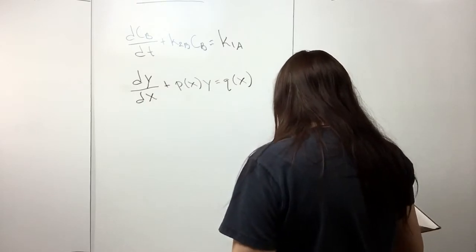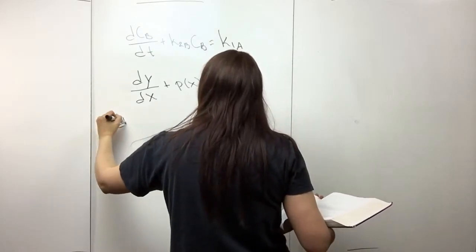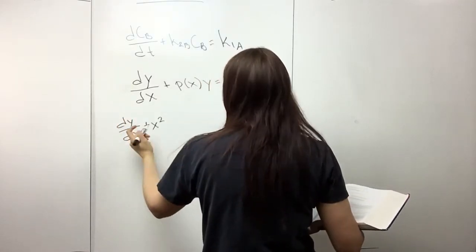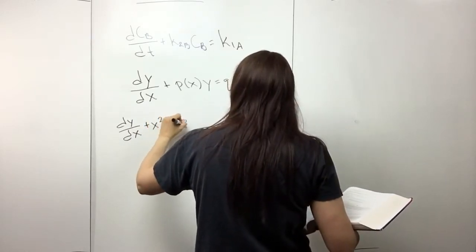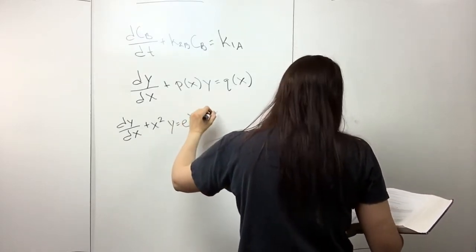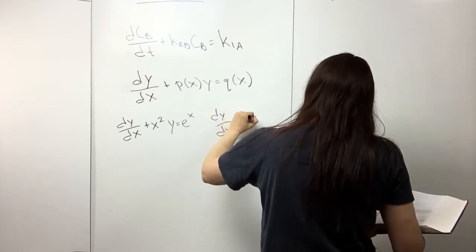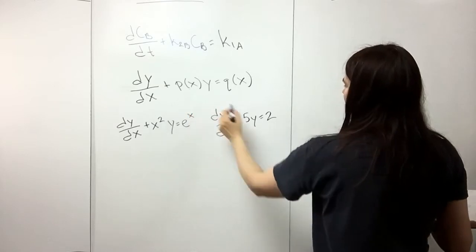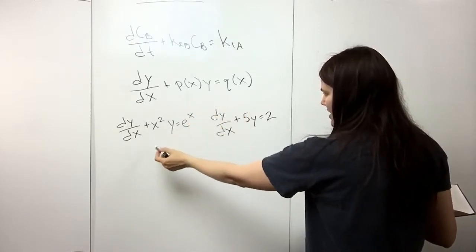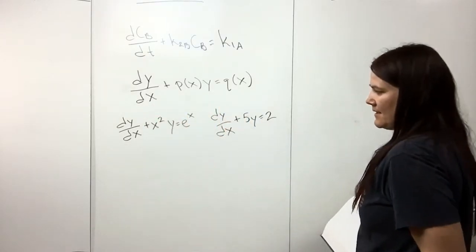is equal to q(x). And just looking at a few different equations, this can look a few different ways. So say dy/dx plus x squared y is equal to e to the x. So then in this case, p(x) is x squared, q(x) is e to the x. Or you could just have dy/dx plus 5y is equal to 2. And in this case, p(x) is equal to 5, q(x) is equal to 2. So p(x) and q(x) can be a function of x, or it can just be a constant. As long as you can get your equation in this form, you can use this method.